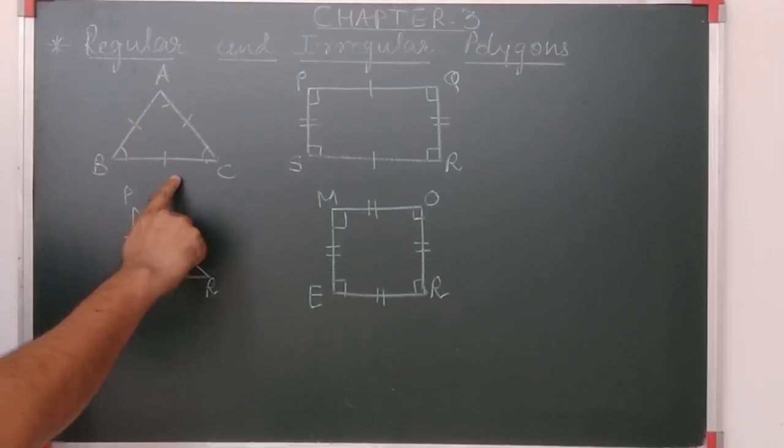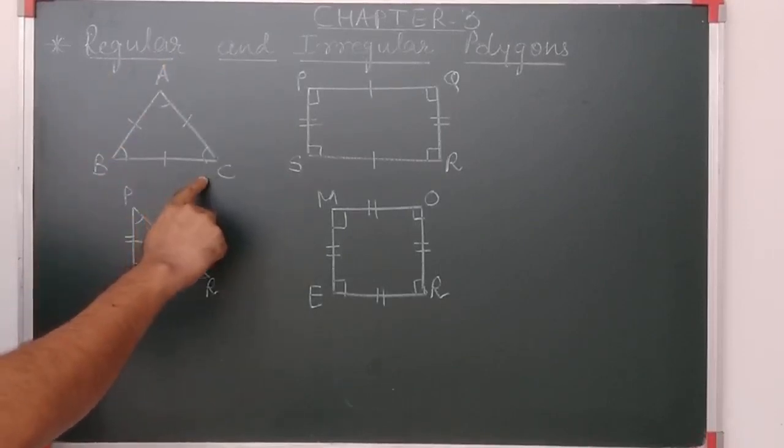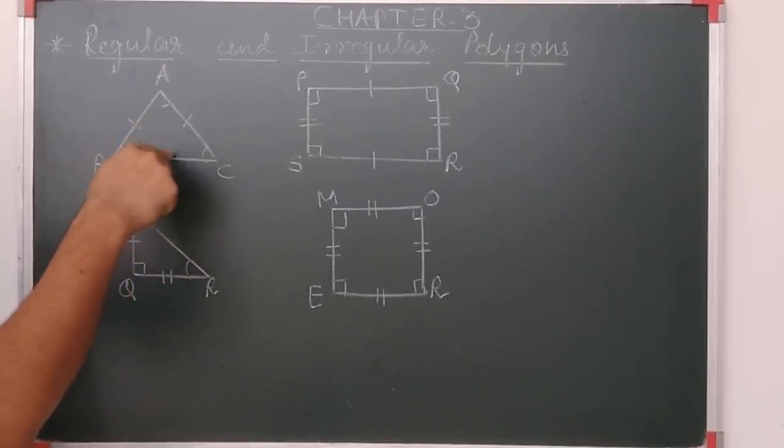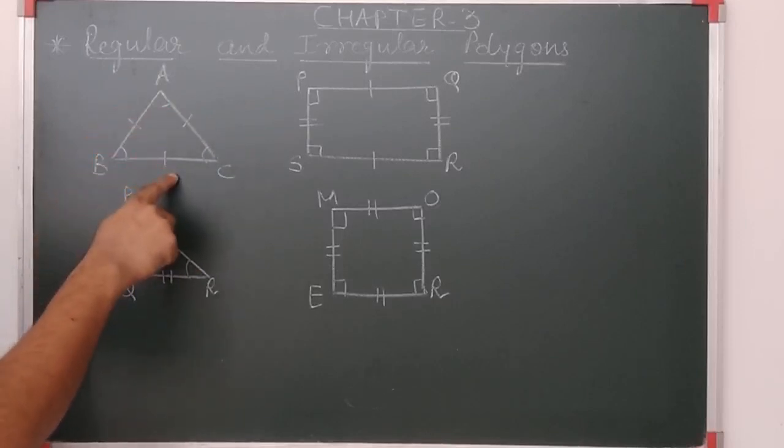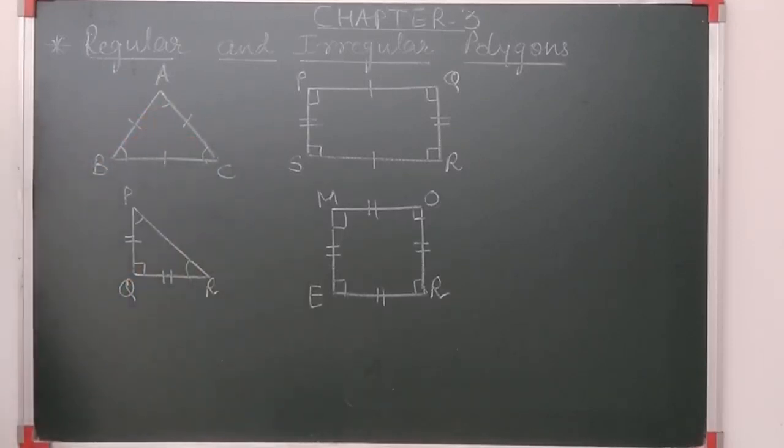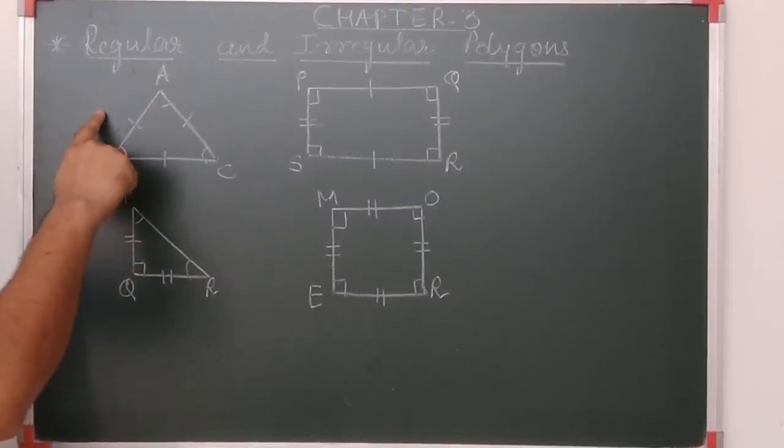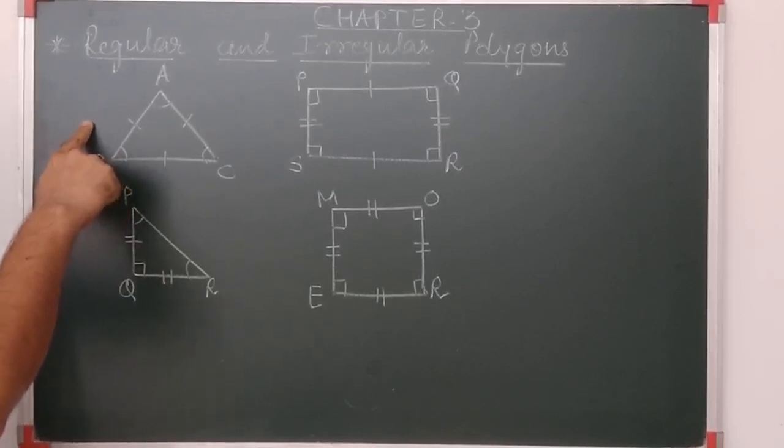So you can see that it's a triangle. It is an equilateral triangle. I have drawn one line segment like this. It shows that the sides are equal, as well as the angles. So we can consider it a regular polygon.